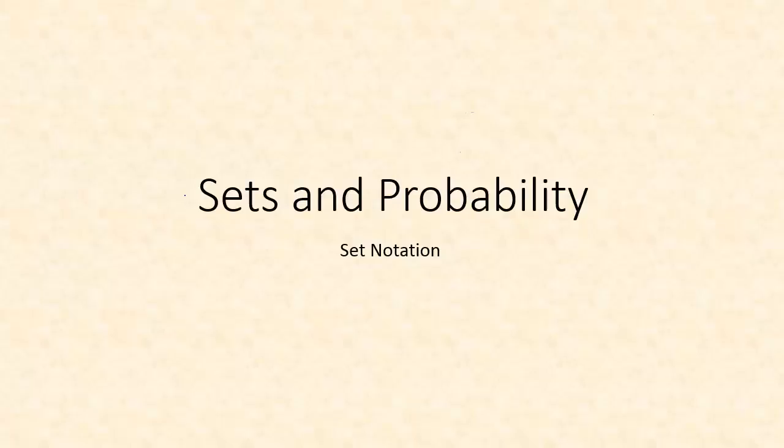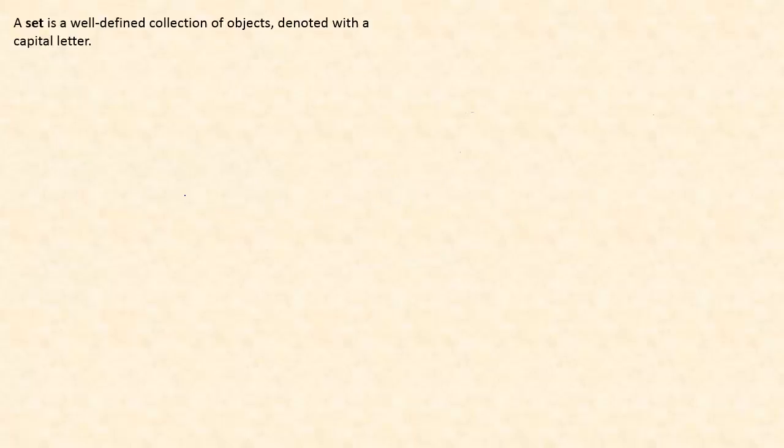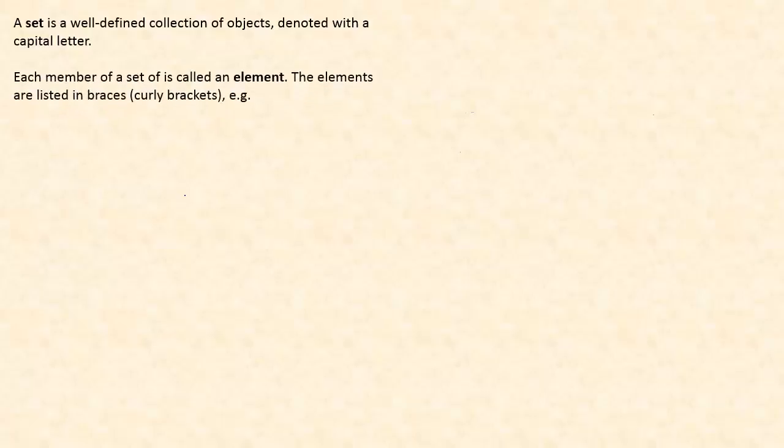Sets and probability set notation. A set is a well-defined collection of objects denoted with a capital letter. Each member of a set is called an element. The elements are listed in braces or curly brackets.